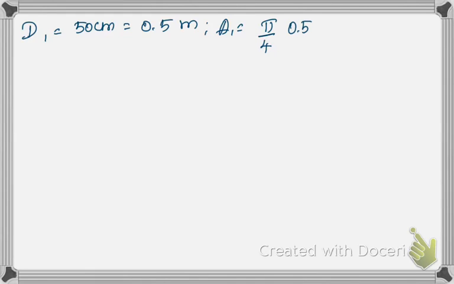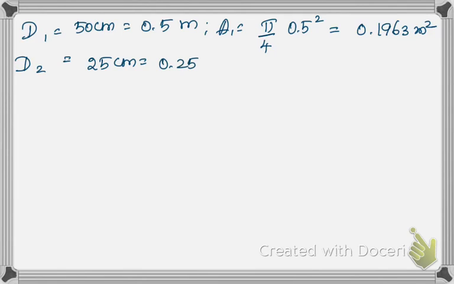So first we will write the given data. Here they have given D1, D2, and all the things are given in the figure itself. I am just writing it again. D1 is 50 centimeter, which is 0.5 meter. We will be using the area formula, so we can calculate that area simultaneously. A1 is equal to pi by 4 D1 square, which is 0.5 square, which is 0.1963 meter square. Similarly D2 is 25 centimeter, which is 0.25 meter.